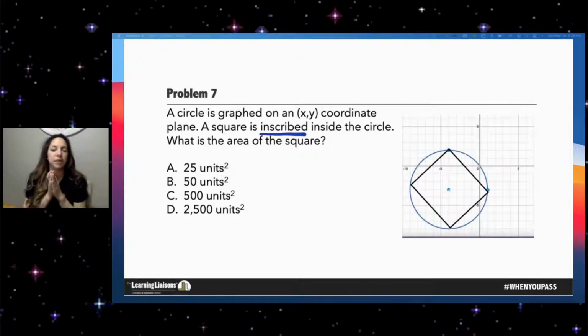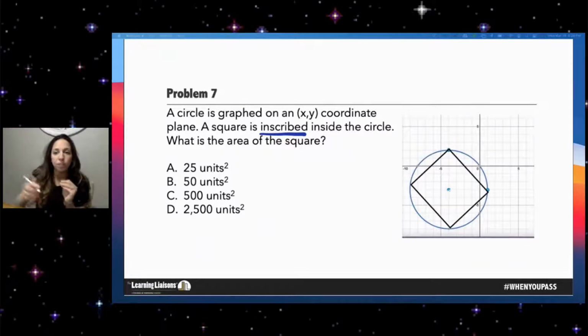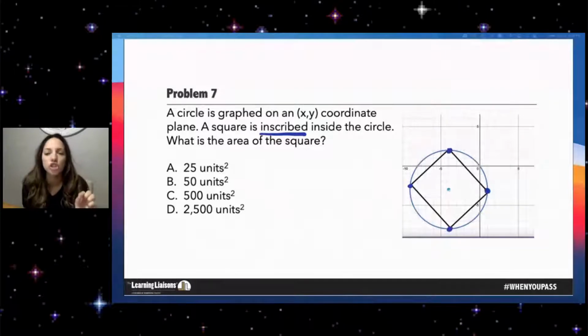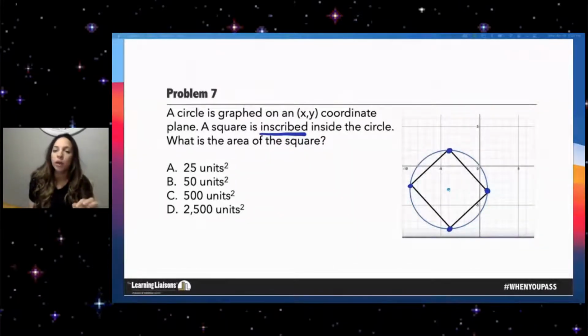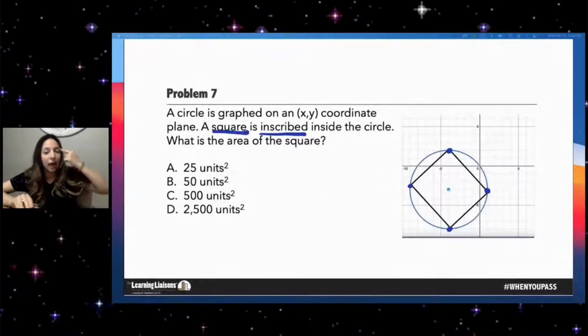What does inscribed mean? Inscribed means it's inside the shape as tight as it can possibly be. The vertices are sitting on the circle. Do not assume that this is a rectangle because it looks like a rectangle, or it's a square because it looks like a square. We have to use information that they gave us. They told us it's a square, even though my eyes are saying it kind of doesn't look like a square, so we're just going to assume that.